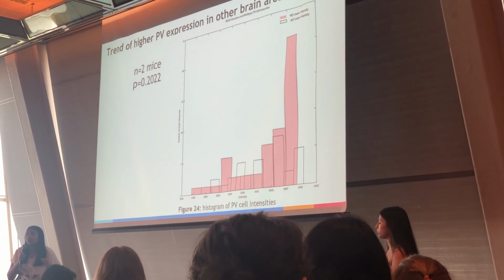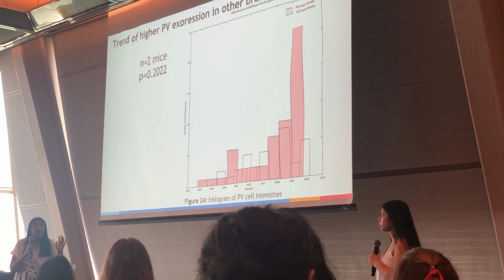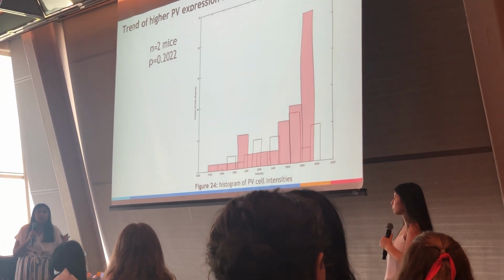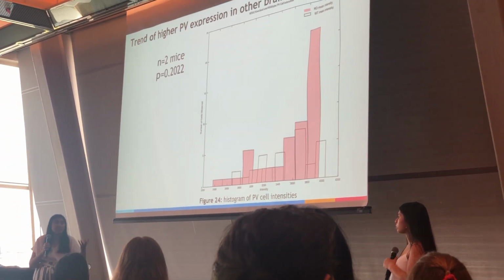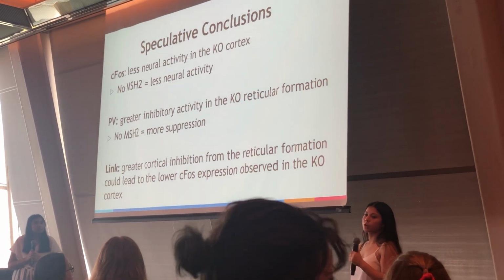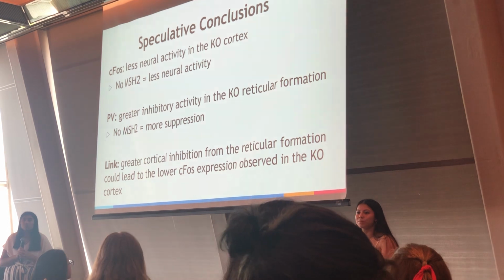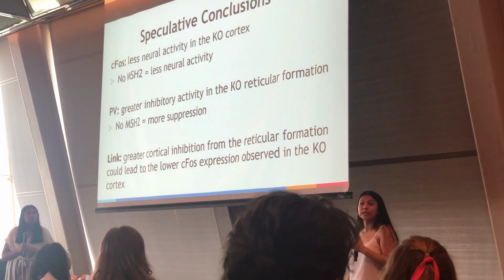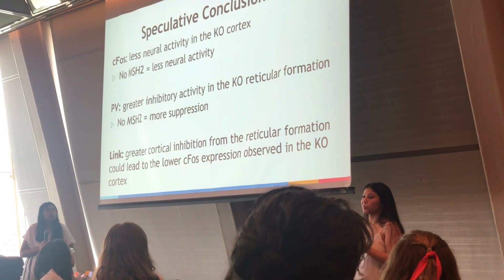However, since in all the slices we had imaged, there's a higher trend of PV being expressed in the knockout, we can say that this is a result. So here are our speculative conclusions. Due to our PV data being statistically insignificant, these are just things that we can speculate.